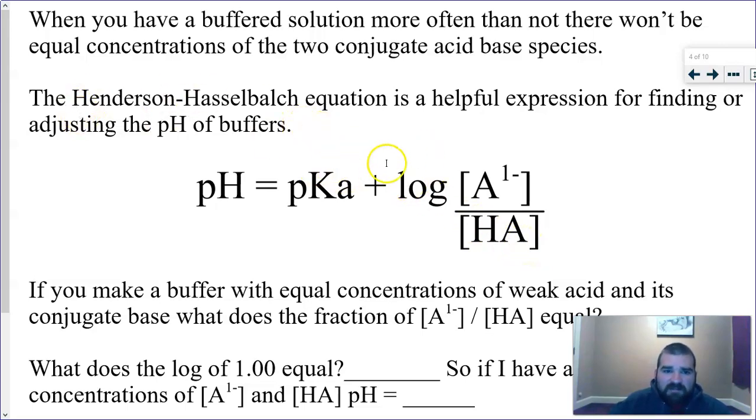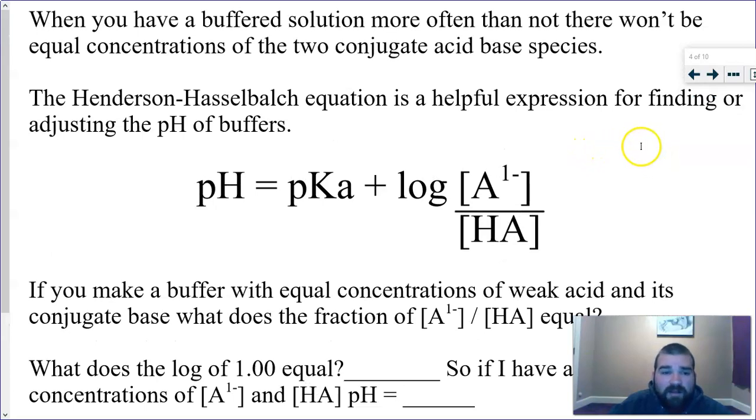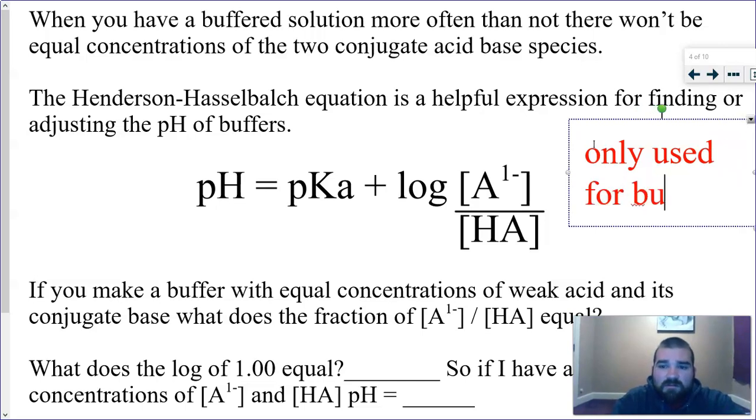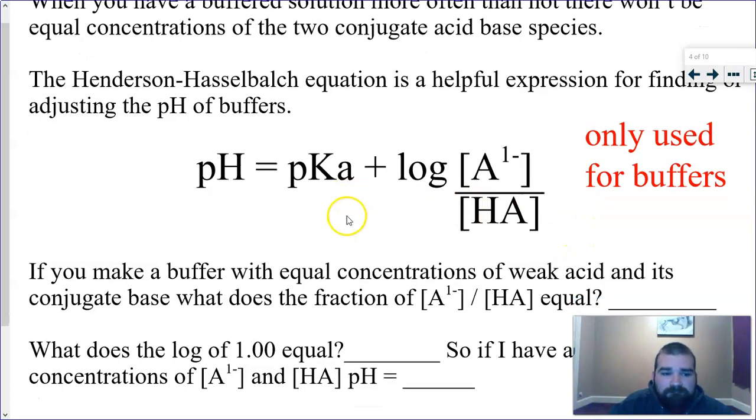Okay, so we have an equation. This is called the Henderson-Hasselbalch equation. Sometimes it gets just shortened as HH equation to make life a little easier. But this is what it looks like, and this is in your formula packet. And this is only used for buffers. You should really write that down because people get into trouble when they try to use this for something else. So this is the Henderson-Hasselbalch equation again, and it's a buffer equation. Only for buffers can we use this.